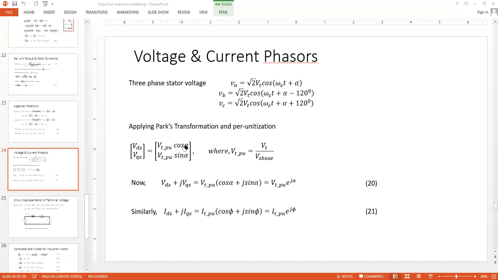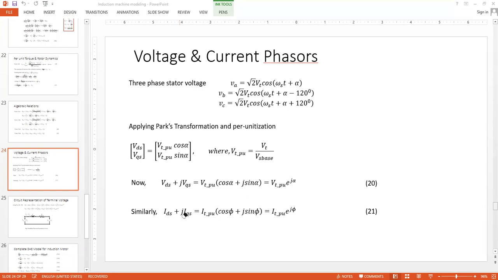So now with that application, we can get the corresponding expressions for VDS and VQS quite easily. That would be Vt per unit cosine alpha and Vt per unit sine alpha, where Vt per unit is Vt over Vs base, and alpha is the initial phase shift considered in the expression of the phase A voltage. So now we can form this phasor VDS plus J VQS. It would be Vt per unit cosine alpha plus J Vt per unit sine alpha. Taking Vt per unit common, you have cosine alpha plus J sine alpha, which is nothing but e to the power J alpha following Euler's identity. That forms equation number 20.